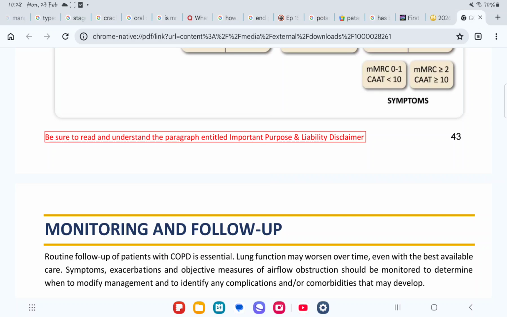Coming to emphysema, smokers have centrilobular emphysema. Alpha-1 antitrypsin deficiency has panlobular emphysema. And smokers also have paraseptal emphysema.